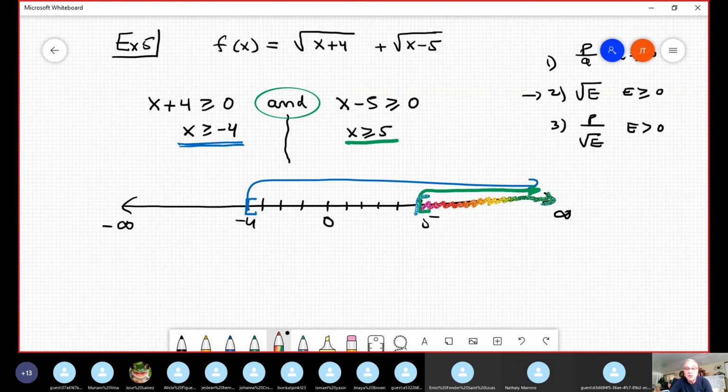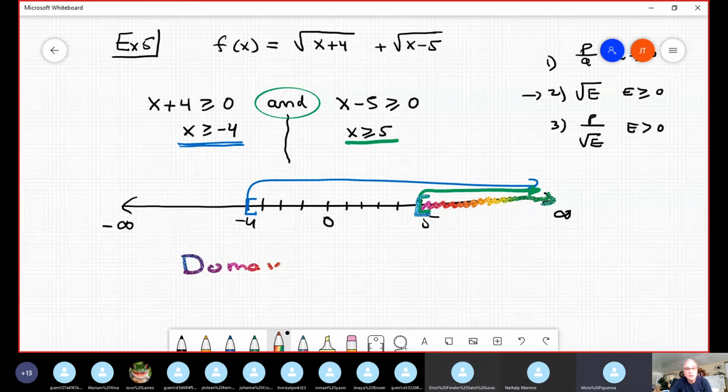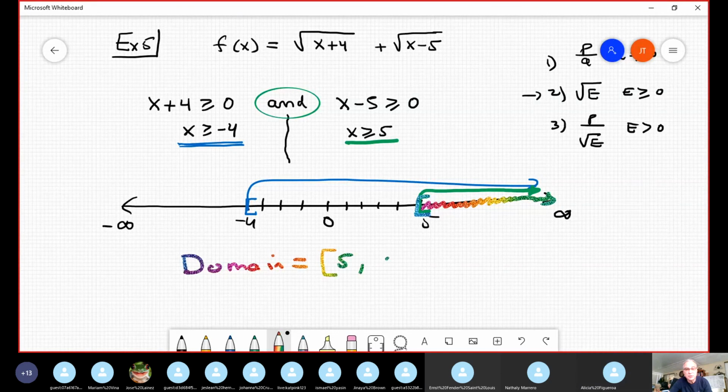Include 5 or no? Yes. The domain is the bracket 5 comma infinity. End of the story.